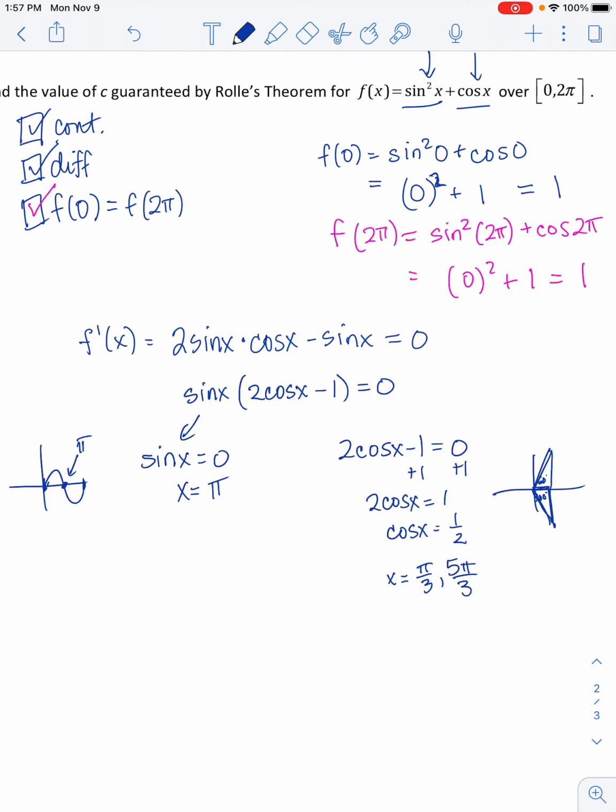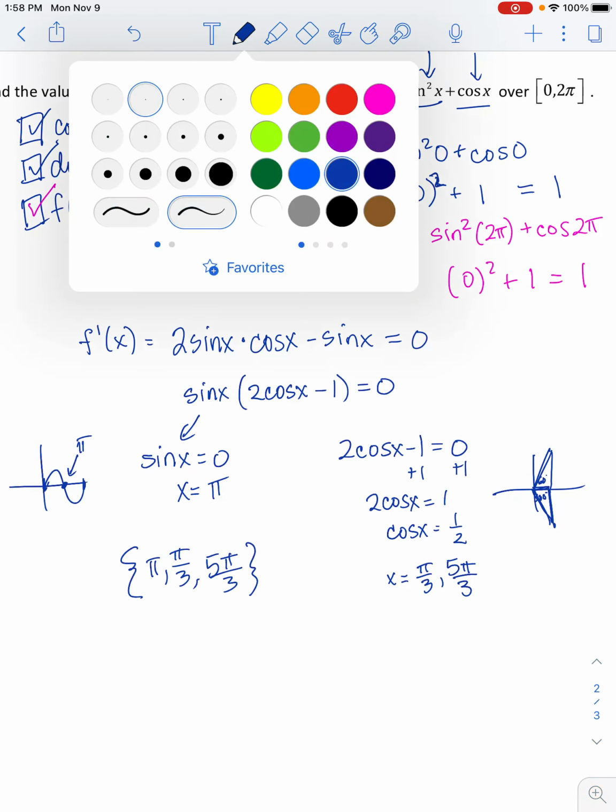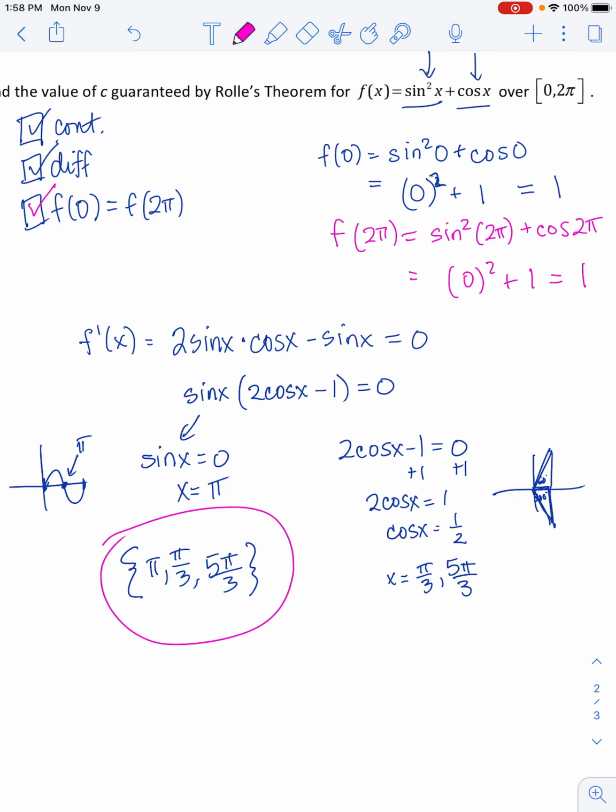So we've got three options here, and actually all three of them are solutions. I've got pi, pi thirds, and 5 pi thirds as my solution set. So that is what I come up with.